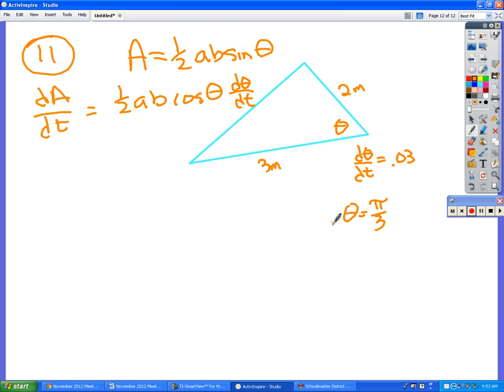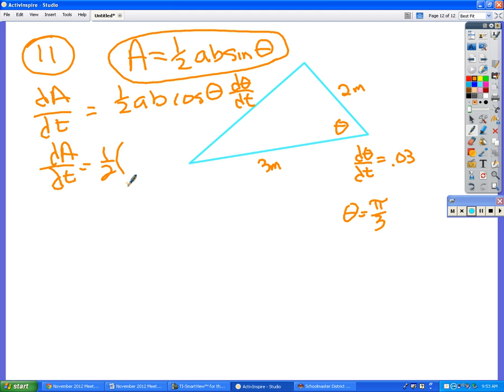Okay. All right, and then all you have to do is just plug in all the stuff that they give you, and then what you get is your answer. So as long as you know this formula right here, that's not really that bad of a problem. So 1/2 times 3 times 2 times cosine of pi over 3 times 0.03.